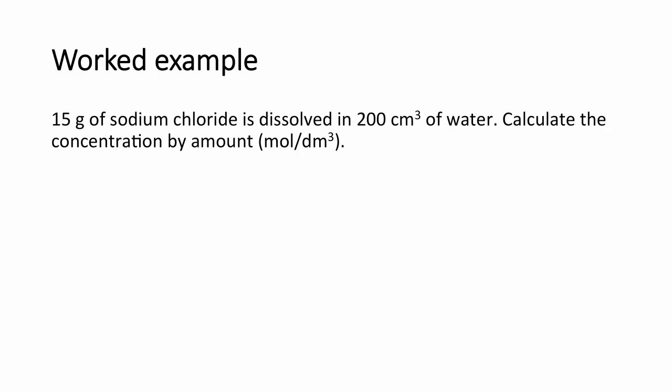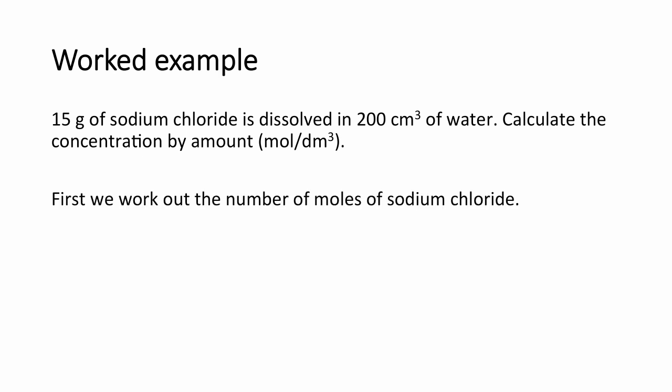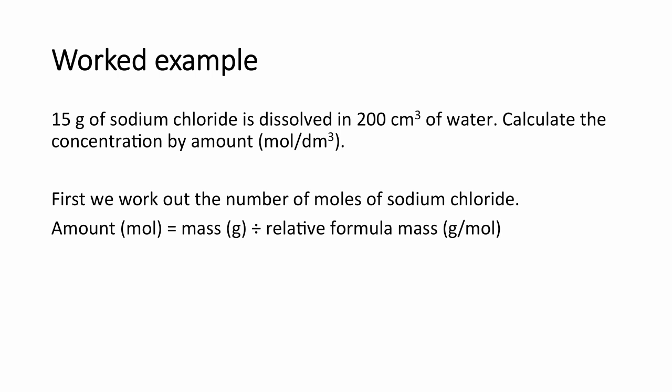If 15 grams of sodium chloride is dissolved in 200 centimetres cubed of water, calculate the concentration by amount in moles per decimetre cubed. First we need to work out the number of moles of sodium chloride. You should know by now that we take the mass in grams and divide it by the relative formula mass in grams per mole. So that is 15 grams divided by the relative formula mass, which is 23 for sodium plus 35.5 for chloride, and we get an amount of 0.256 mole.